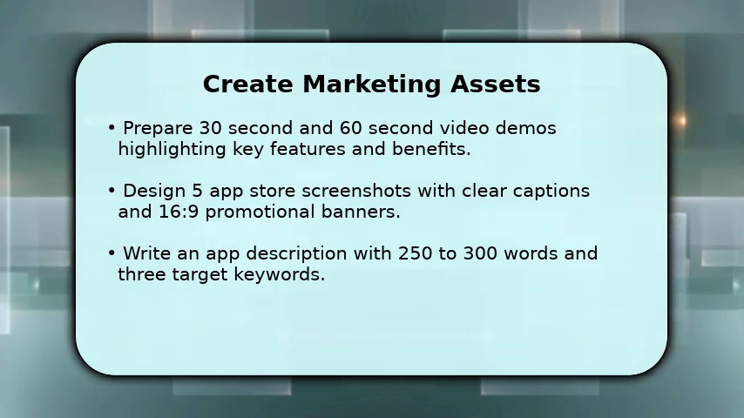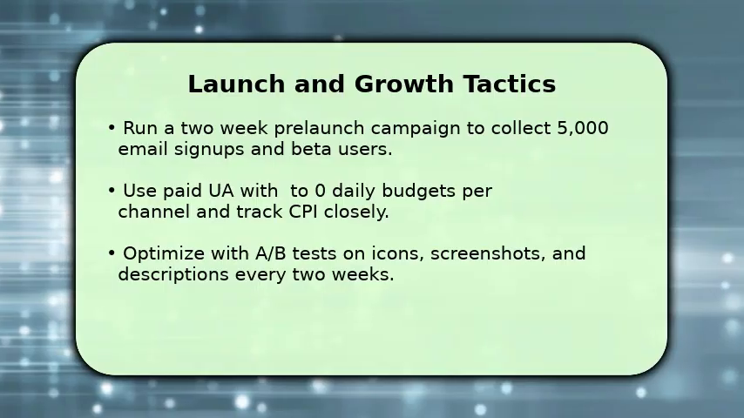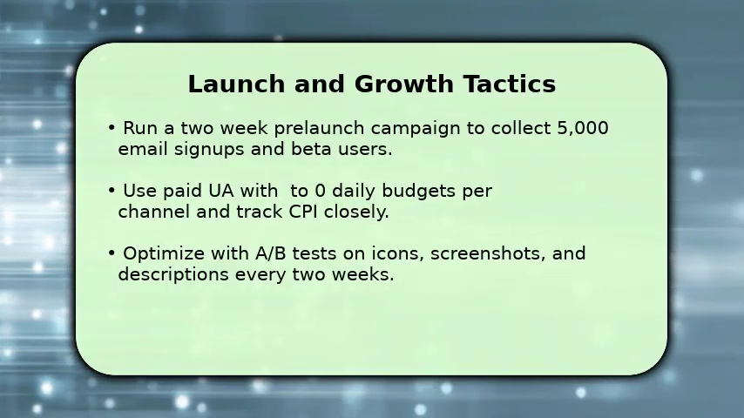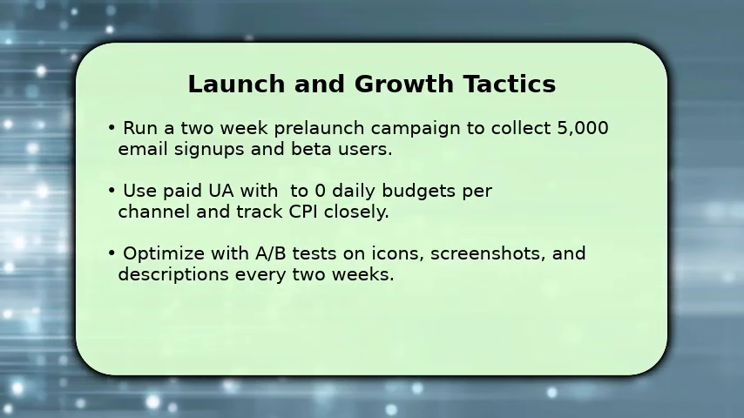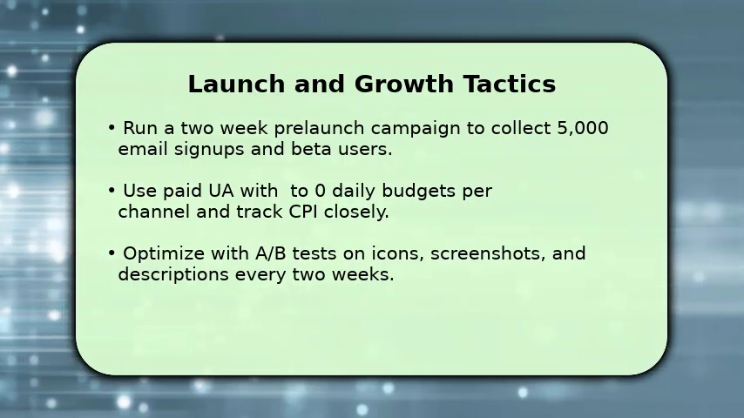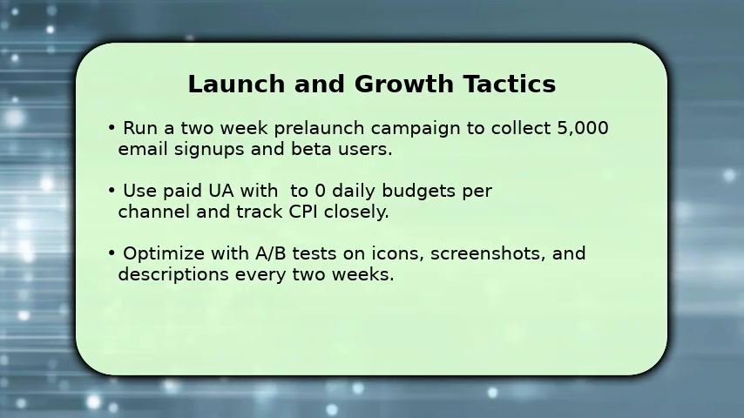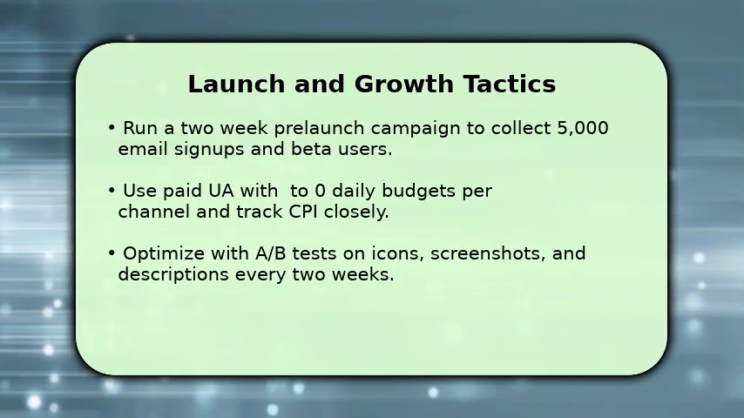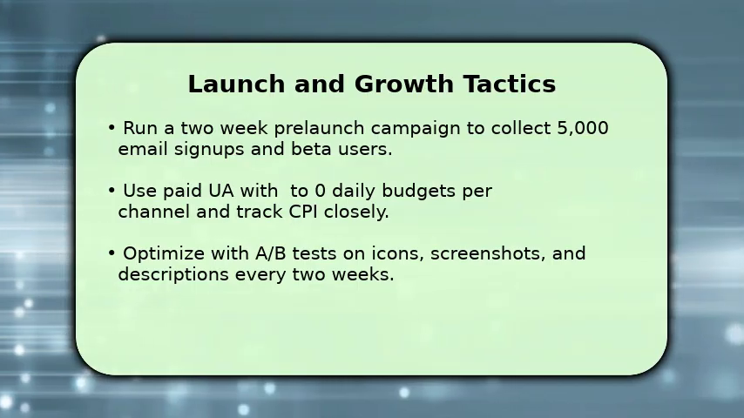Run a 2-week pre-launch campaign to collect 5,000 email signups and beta users. Begin paid user acquisition with daily budgets per channel and monitor cost per install closely. Launch on both iOS and Android simultaneously and set up analytics for attribution and funnel tracking.